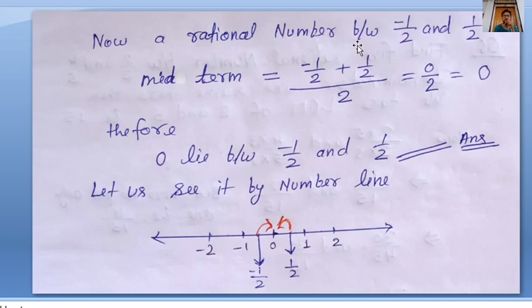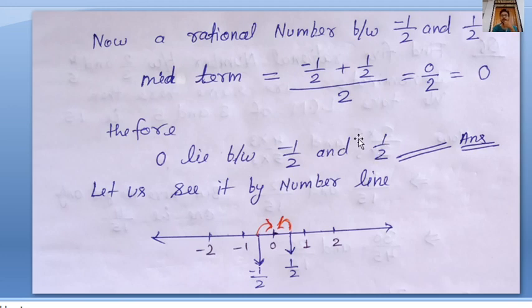Now, a rational number between minus 1 by 2 and 1 by 2. Take the mid-term: minus 1 by 2 plus 1 by 2, divided by 2. What will you get? This is 0, because both have different signs, and 1 by 2 and 1 by 2 cancel. When it cancels, you will get 0. 0 by 2 is equal to 0. It means 0 can come between minus 1 by 2 and 1 by 2. So 0 lies between minus 1 by 2 and 1 by 2.